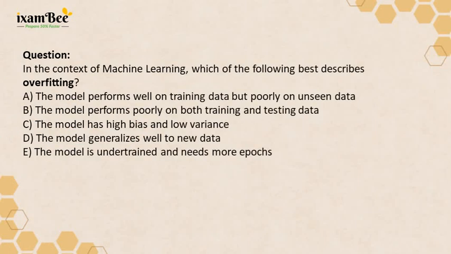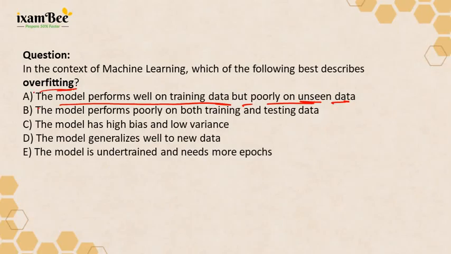Let's move to the next question, which is from AI and machine learning. In the context of machine learning, which of the following best describes overfitting? So the correct answer would be option A. The model performs well on training data but poorly on unseen data. When we train a model, we want it to learn a pattern from the data, not just memorize it. So overfitting happens when a model becomes too good at remembering the training data, so much so that it fails to perform well on new or unseen data.